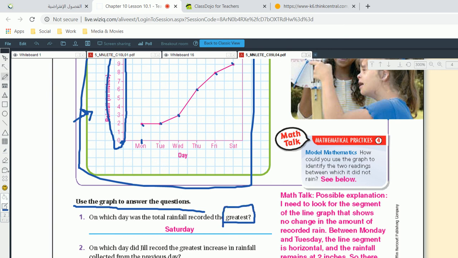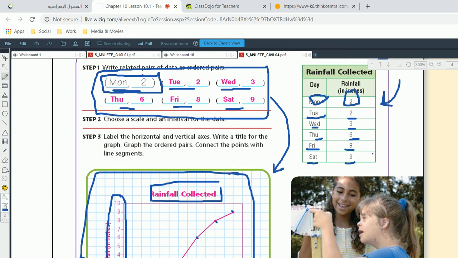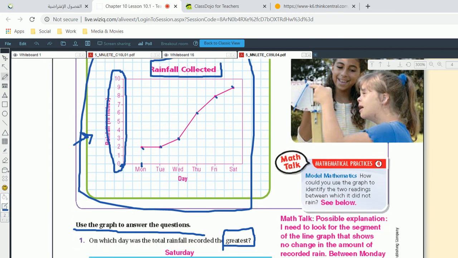So we are going to find it from the table, the greatest rainfall. Where is the greatest rainfall? In which day? We have 2, 2, 3, 6, 8, 9. Which is the greatest one? In which day was the greatest rainfall recorded? Saturday. Yes, so the answer to this question is Saturday.